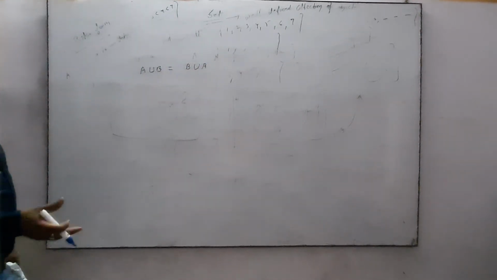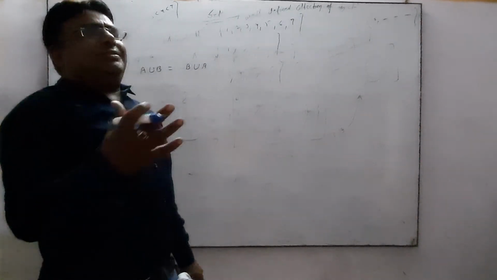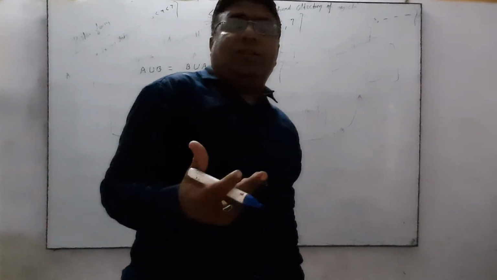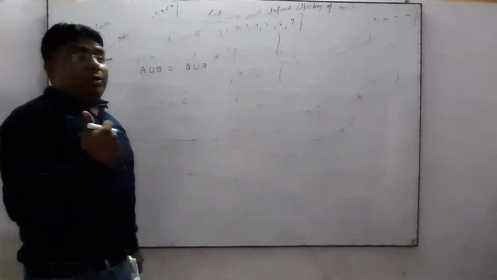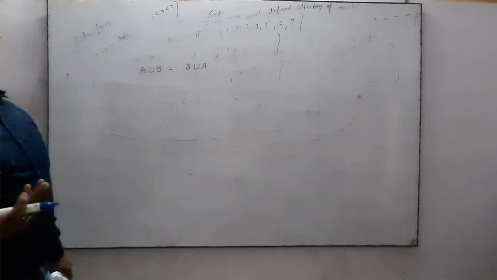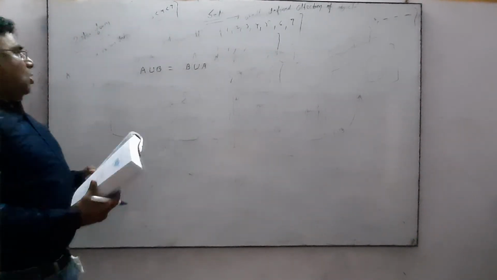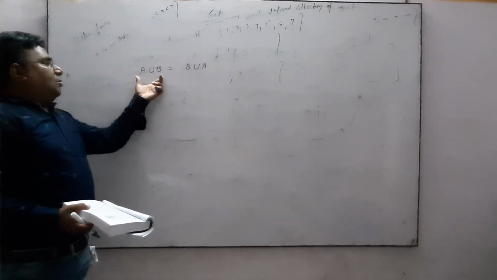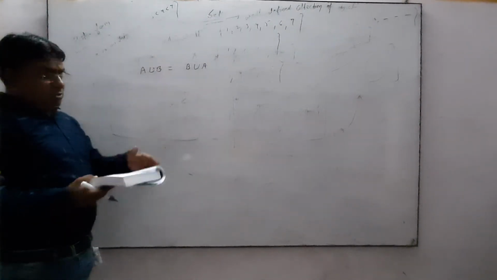Whether you find A union B or B union A. What is the commutative law? For example, 2 plus 3 is 5 and 3 plus 2 is 5. That is the commutative law in addition. 2 into 3 and 3 into 2 are equal. Why? This is the commutative law in multiplication. The same commutative law applies in union: A union B is equal to B union A.